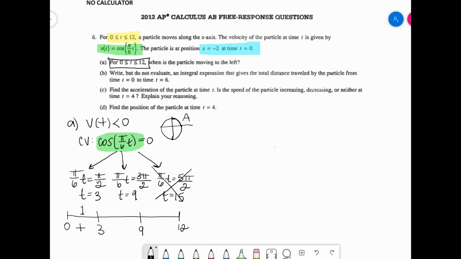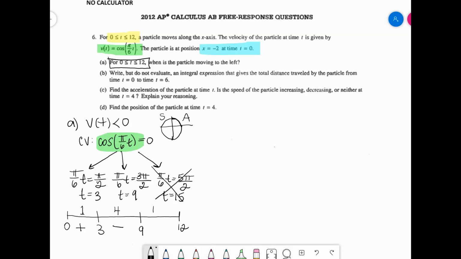Okay, let's pick a value of, let's say, for example, 4. So that means we are evaluating velocity at t equals 4, which means that would be 4 pi over 6, which is 2 pi over 3. So 2 pi over 3, if you want to think about it in terms of degrees, is going to be 120 degrees. So 120 degrees is in quadrant 2. Here, only sine is positive. Therefore, cosine there would be negative.